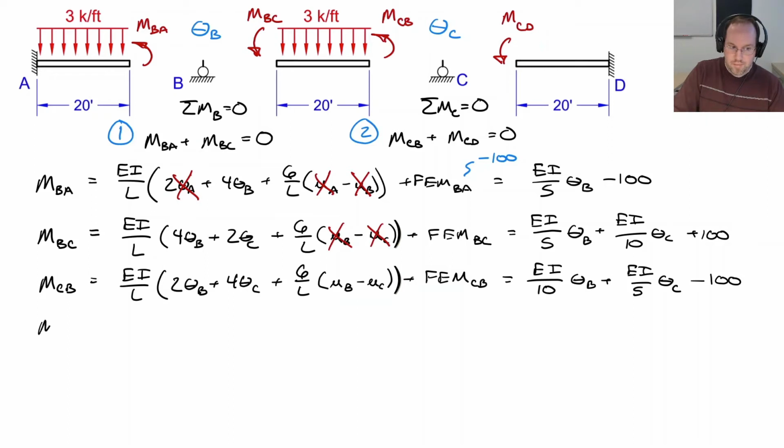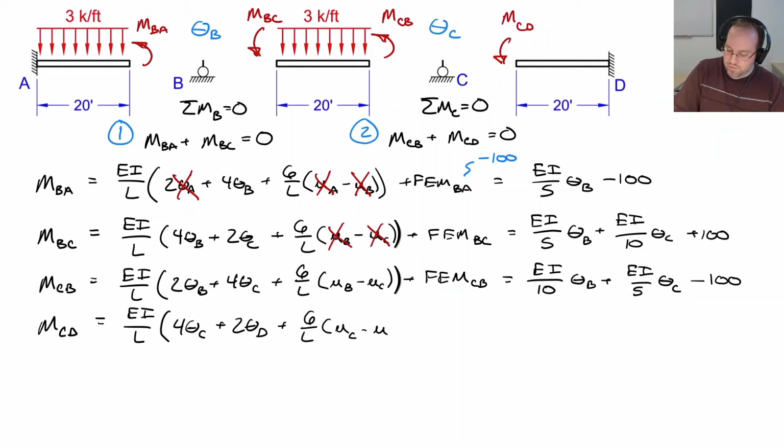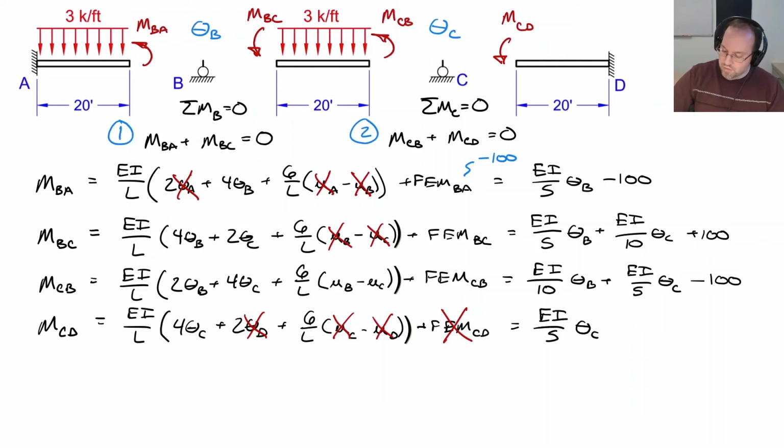Lastly, let's look at MCD, my final moment. It's a near moment for CD. So we'll use the near moment equation. It's 4 times rotation at C plus 2 times rotation at D plus 6 over L times the displacements. So that's UC minus UD plus the fixed end moment for CD. Now for this span, we'll notice that point D is fixed, so it has no rotation, has no displacement. Point C is a roller, and there's no load along the span at all, so therefore there's no fixed end moment either. So taking that all together, this is EI over 5 times the rotation at C.